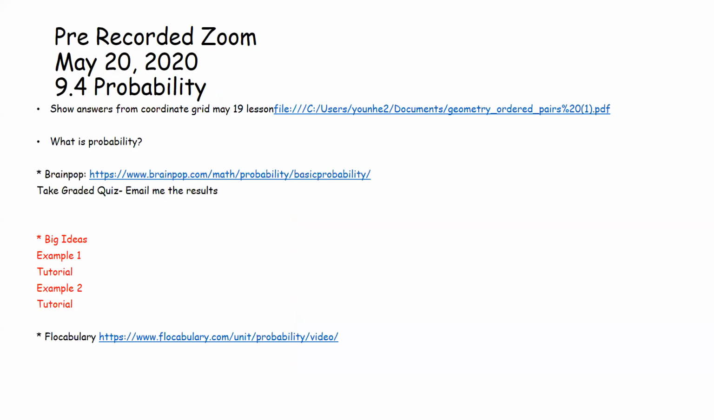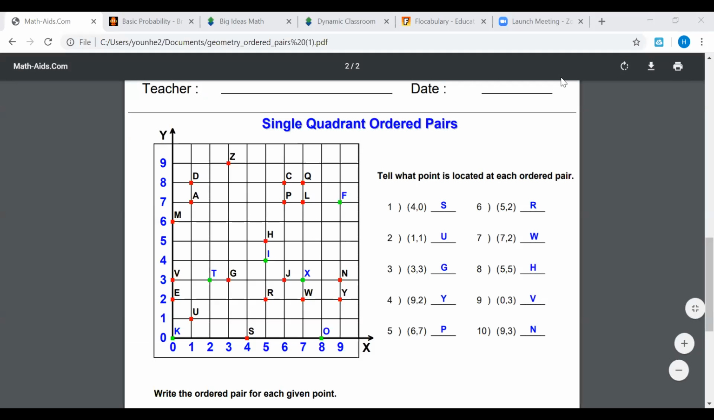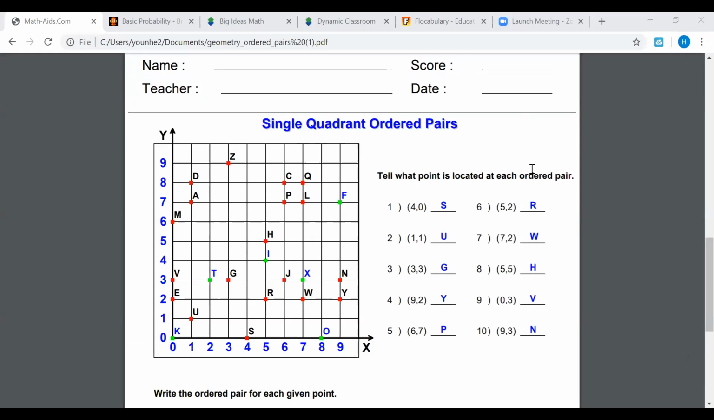So first, let's look at the lesson I assigned you before. This is an assigned lesson titled Single Quadrant Ordered Pairs. I'm just showing this to you, so if you wanted to check your answers, you can. So you can pause this if you wanted to check it.